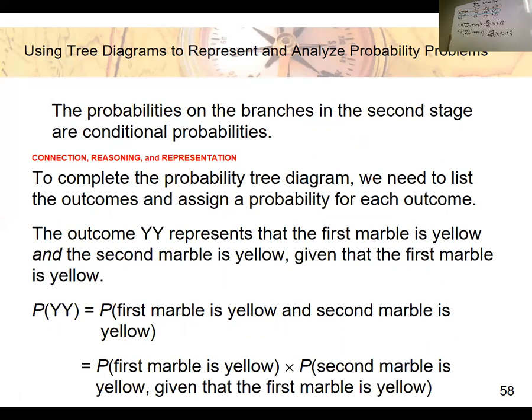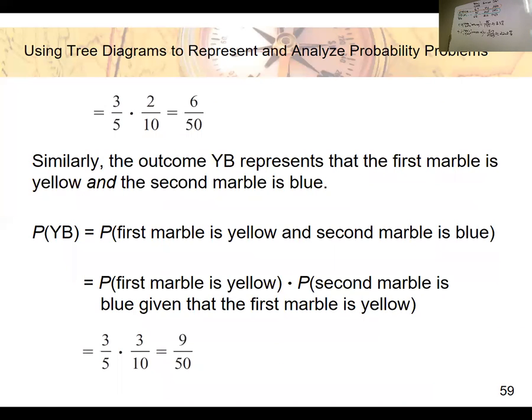And the second branches represent conditional probabilities. To complete the tree diagram, we list all the possible outcomes and assign a probability for each outcome. So the outcome Y and Y represents that the first marble is yellow and the second marble is yellow, given the first marble is yellow. In this case, we just do the multiplication along that branch. So it'd be 3/5 times 2/10, which is 6/50.